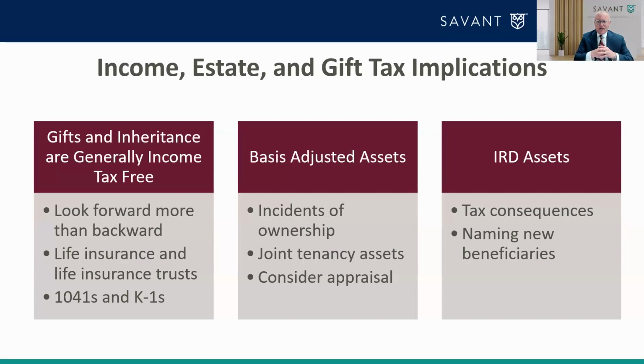You're just going to receive those assets and be off and running. Now, as with all things, there's some exceptions, and we're going to carve out one group of exceptions, IRD assets. These would be assets that have grown on a tax advantage basis, traditional IRAs, 401ks, annuities that have grown tax deferred. They're going to continue to be an income tax component to those.